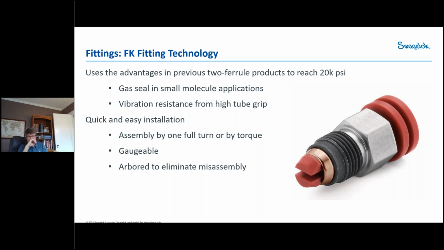Now, when we also put this technology into our fitting, we make up these fittings by one full turn into the body, but we also can make these fittings up by a torque rating, which is a nice feature if you would rather do it by torque instead of measuring the amount of turns. It's a gaugeable fitting, so we can tell if it's made up properly. And then again, that arbor is used to hold the ferrules and the body all together so that there's no need to worry about misassembly due to ferrules being backwards or missing.